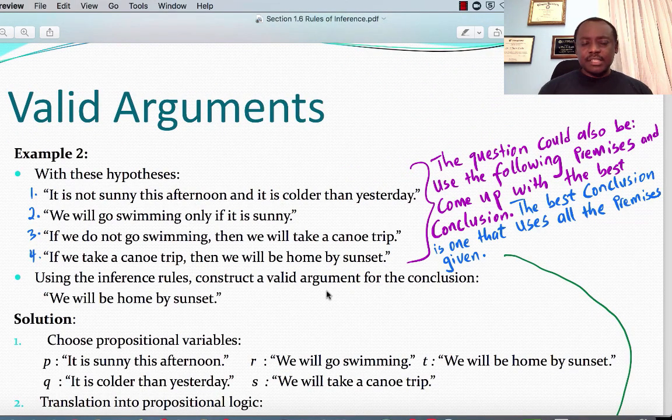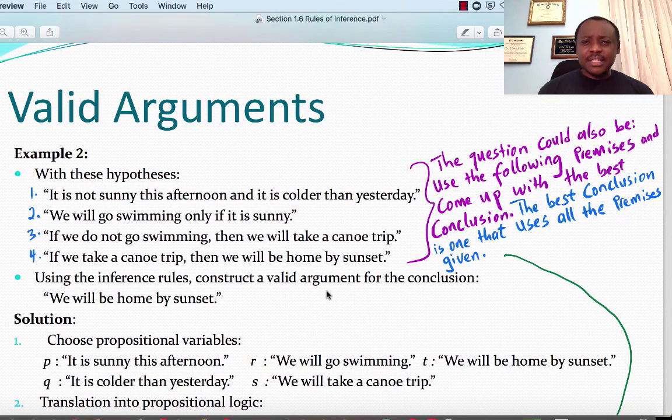Valid arguments, example 2. I particularly like this example because you would see some questions from the author Lewis Carroll of Alice in Wonderland that would expect you to put a couple of premises together and then come up with a conclusion, the best conclusion. That will be the conclusion that uses all the premises given, and you do that using rules of inference. And the favorite rule of inference that you would use would actually be transitivity.